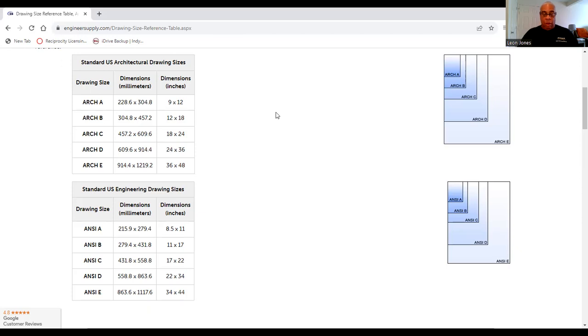But today, everything's just used on a regular sheet of paper, and you have to know how to load your plotter.